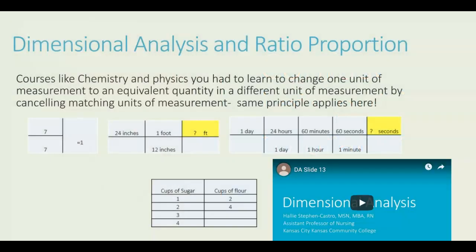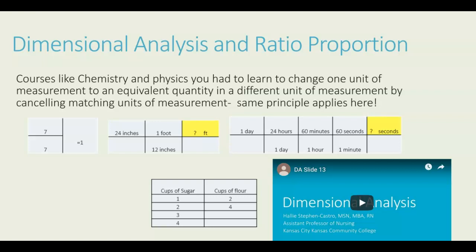Alright, so we're going to start off with some dimensional analysis and basically ratio proportion, more or less. Again, courses like chemistry and physics have had you learn to change one unit of measure to the other. You change micrograms to milligrams and milligrams to grams, and they probably do hecto and deci and all those other things.